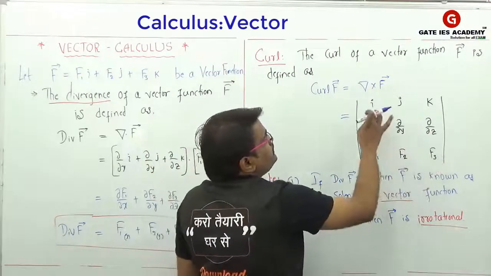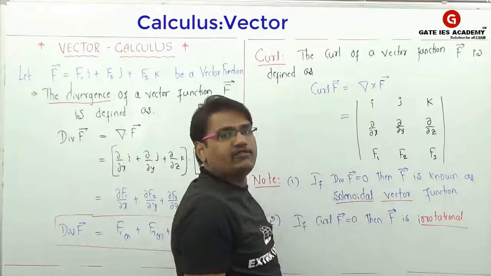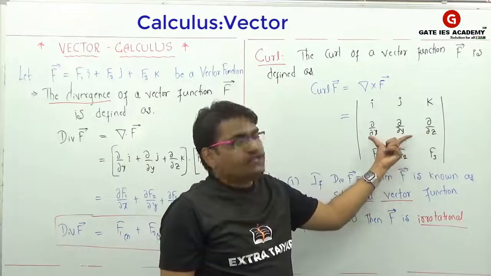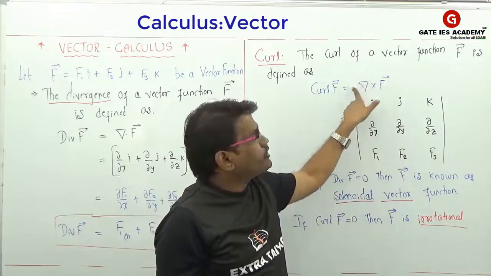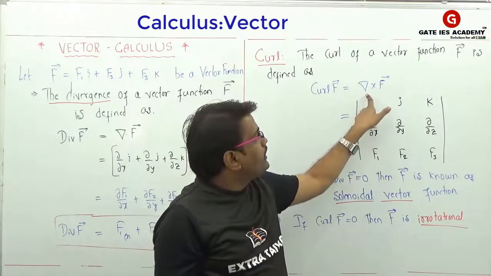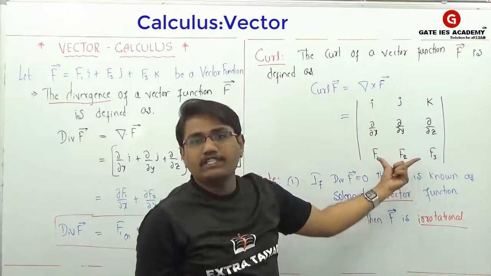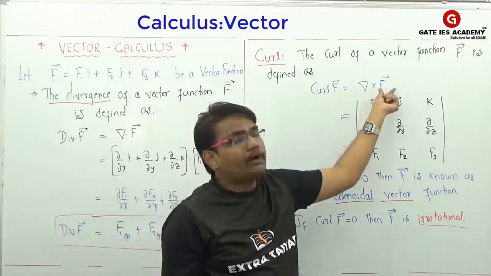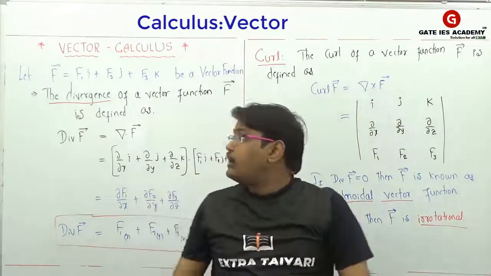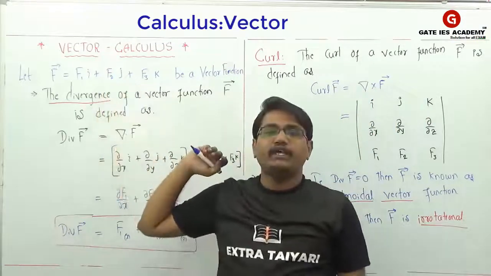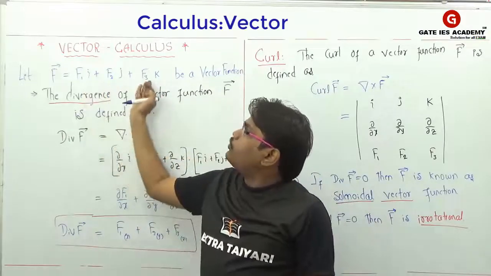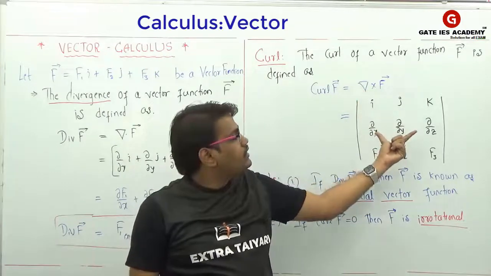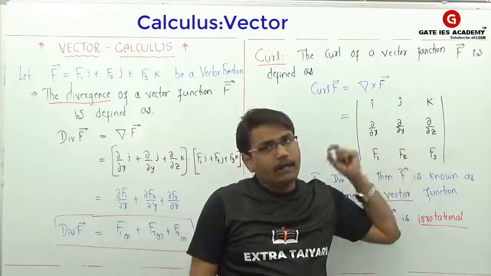So take the determinant, write i, j, k. This is the standard format. Now these are nothing but the coefficients of i, j, k for this operator del, and these are the coefficients of i, j, k for the f bar vector, right? Because f bar was defined as what? f1 i, f2 j and f3 k. So take f1, f2, f3 here, and here for the del operator, dou by dou x, dou by dou y and dou by dou z.